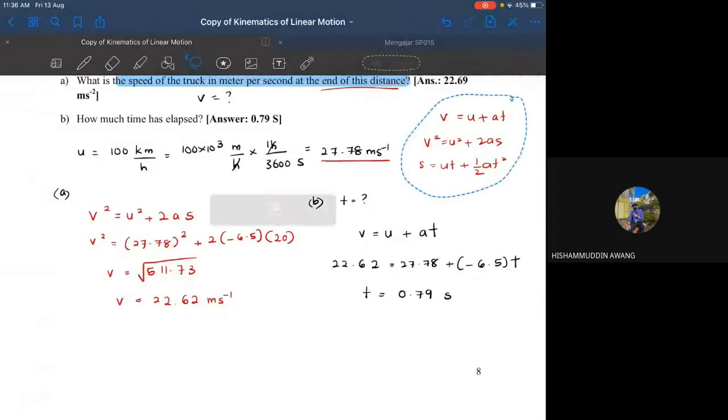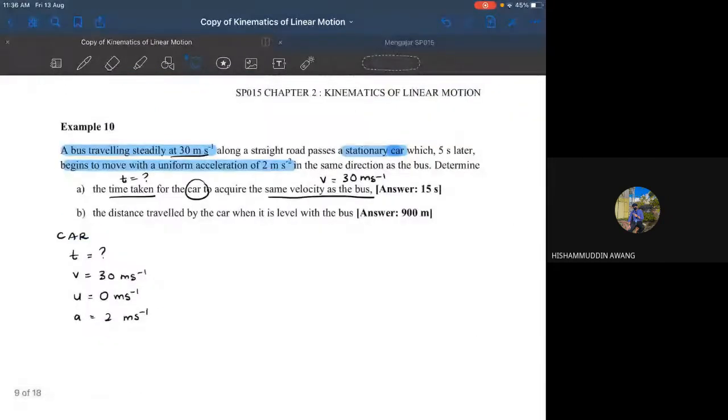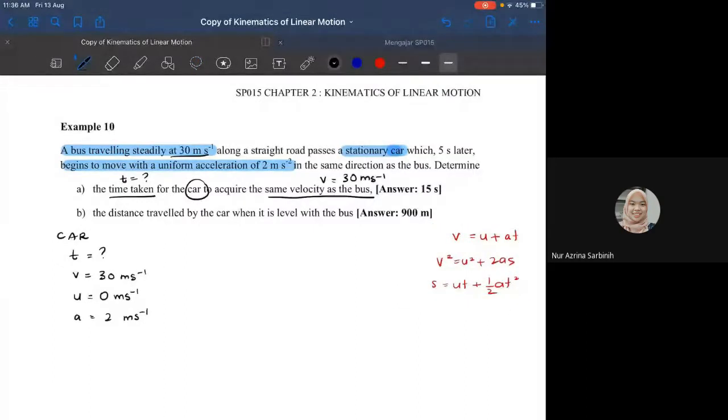Siapa nak teka formula mana kita nak guna untuk dapatkan T tu? V equal to U plus AT. Okay, good. Thank you Azrina. So V equals to U plus AT. So you just put the number here.